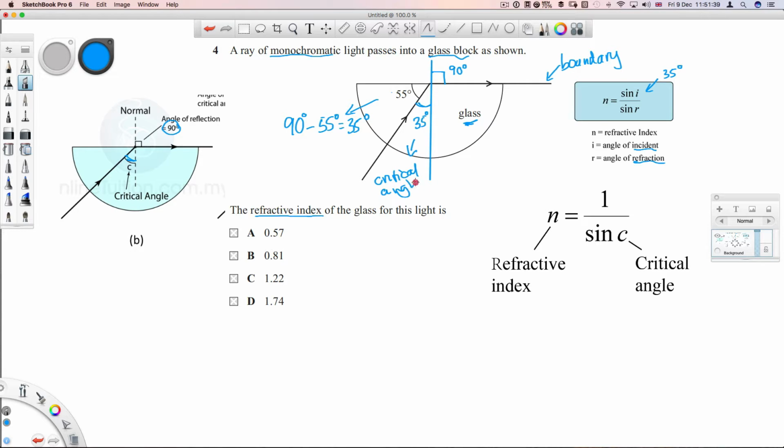and it has caused something we call total internal reflection, and this is mainly used in fiber optics for the transmission of data.